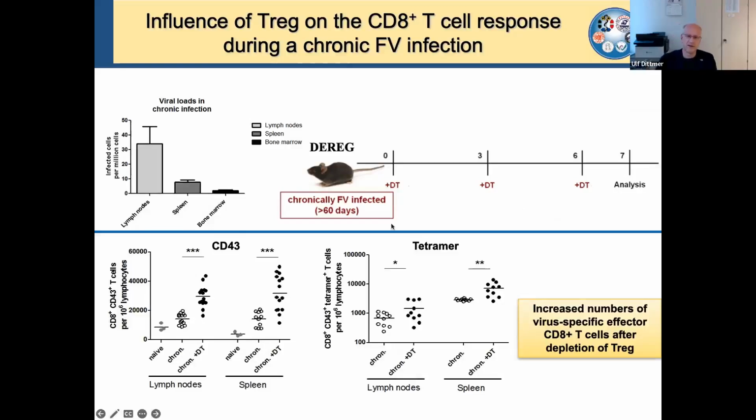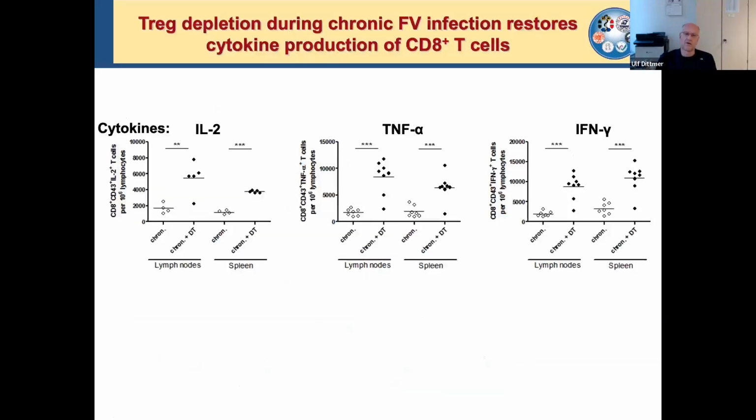And this is the data when you just look at the numbers of cells. Here is always the chronically infected mouse. These are activated CD8 cells, and you have a lot more of these activated CD8 cells if you deplete regulatory T cells. And these are different organs. Tetramer positive cells are virus-specific CD8 cells, so they recognize the virus and are specific for the virus. And if you deplete regulatory T cells, you have more virus-specific CD8 cells.